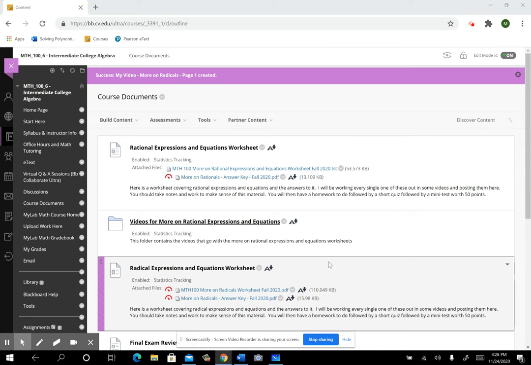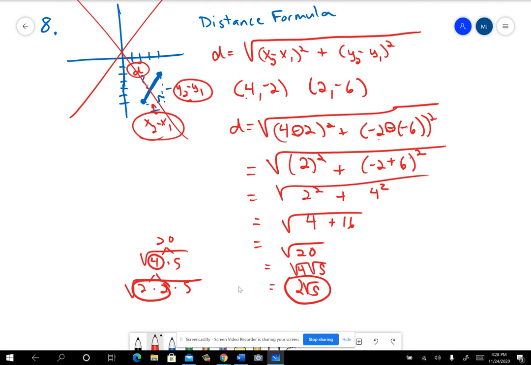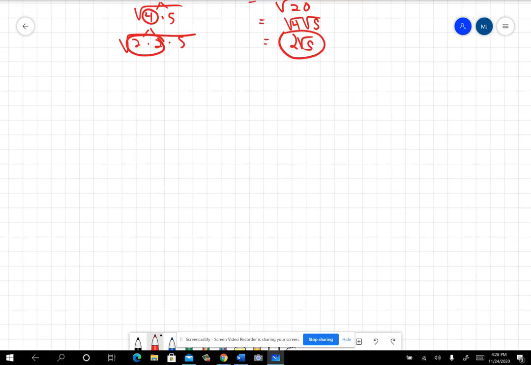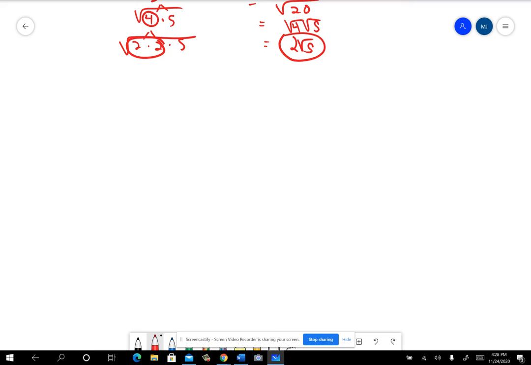Okay, in this video, we look at page 2 of the radicals worksheet. All right, so this is a pretty important little section here. We're going to continue doing some more simplifying of radical expressions. So we pick up again with simplifying.